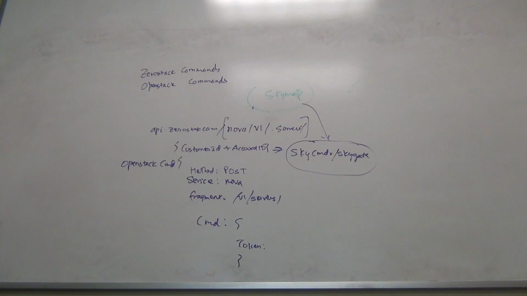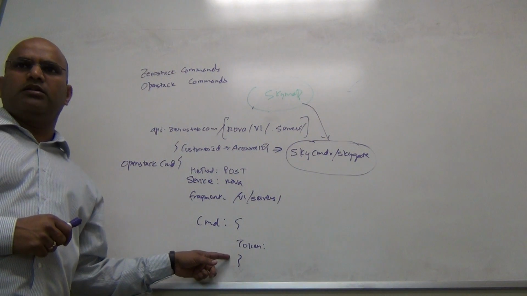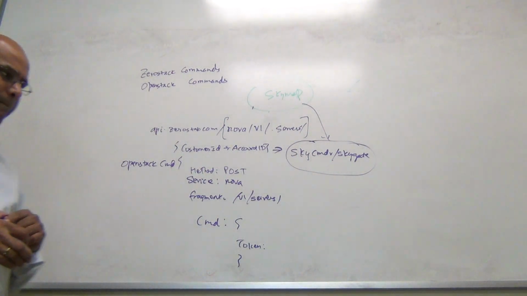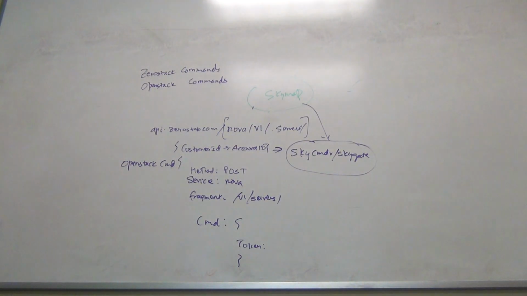No, the token ID is a Keystone token ID. But the actual request that goes out to OpenStack is over SSL. So wait, no, this is the OpenStack command. This is the structure, right? How does it get to the other side?